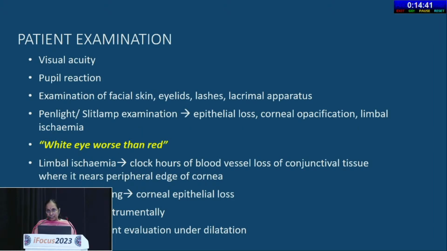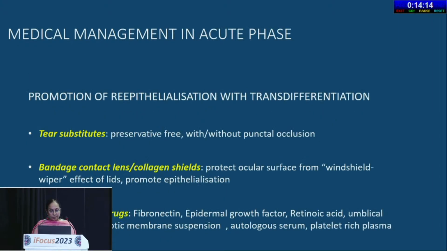For patient examination, see if you can examine the patient under the slit lamp, and check visual acuity if you can. Look at the facial skin, eyelids, lashes, lacrimal apparatus, and remember a white eye is worse than a red one. For limbal ischemia, see the clock hours of blood vessel loss or loss of conjunctival tissue. When you see a total epithelial defect, you may not even see staining because only very faint edges will be stained. Check IOP digitally or instrumentally, and do a posterior segment evaluation if possible.